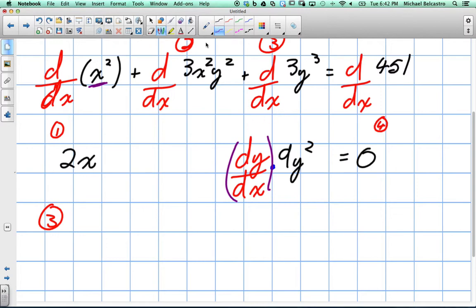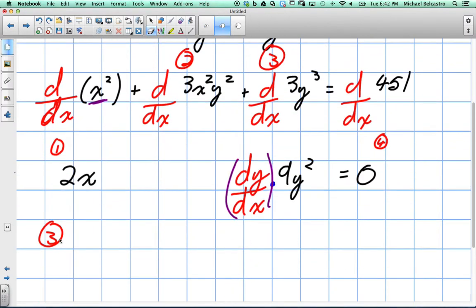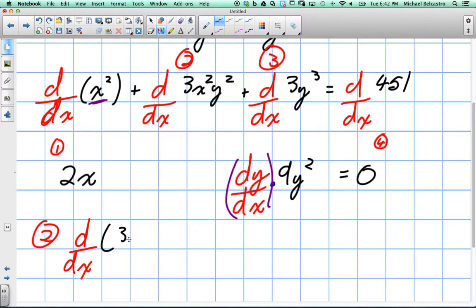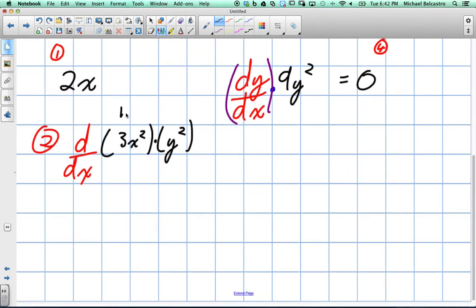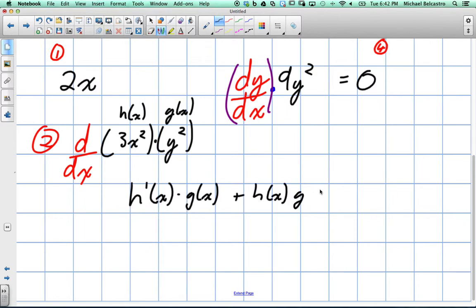Okay. The hard step here is number 2. And I know I wrote 3 out here. We're going to actually do number 2 on the bottom. Number 2 is technically, because there's an x and a y involved, think of it like a product rule. Okay, so we're going to find the derivative d over dx of 3x squared, so that's one term, and y squared. So this is like a product rule. So if this is my h of x and this is my g of x, when we're doing product rules, we find h prime of x first times g of x plus h of x times g prime of x.